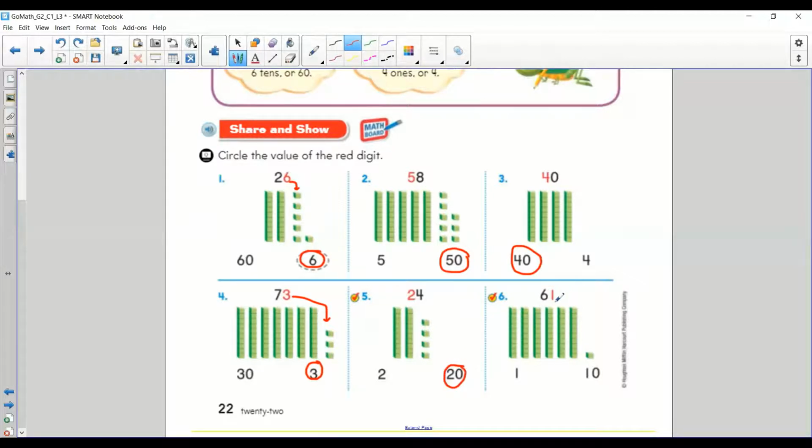61, we have a 1 in the ones place. So that little 1 is right there. That's not 10. It is 1.